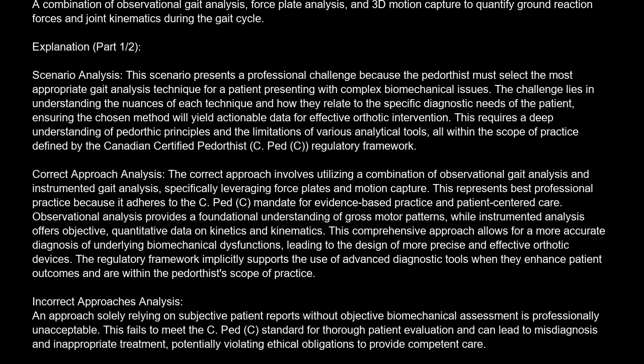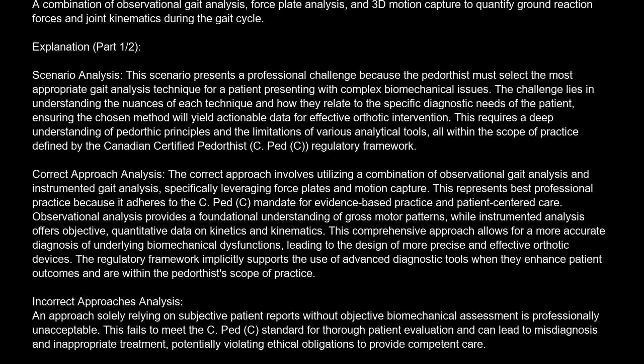The correct answer is D. A combination of observational gait analysis, force plate analysis, and 3D motion capture to quantify ground reaction forces and joint kinematics during the gait cycle. Explanation. Scenario analysis. This scenario presents a professional challenge because the pedorthist must select the most appropriate gait analysis technique for a patient presenting with complex biomechanical issues.